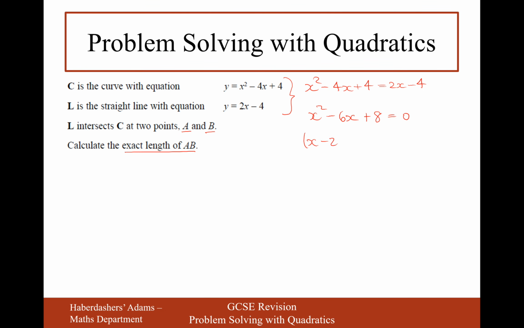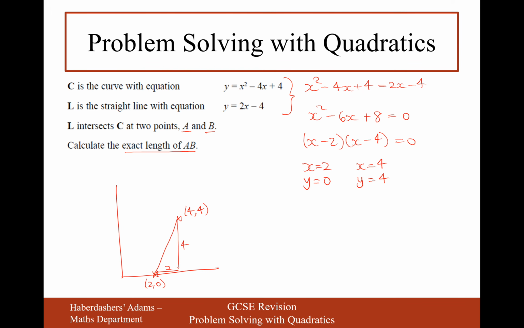So it's going to be x minus 2, x minus 4. So it's going to be x equals 2, x equals 4. The y coordinates at these two coordinates are going to be y equals, we'll plug the 2 in and you get 0. Plug the 4 in and you get 4. So it's going to be what is the distance from the coordinate 2, 0 to the coordinate 4, 4. So it's going to be a Pythagoras distance of 2 on the bottom and 4 on this side here.